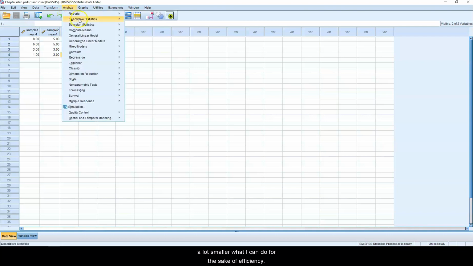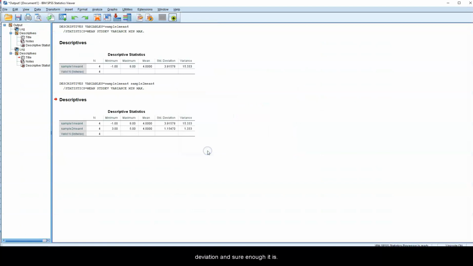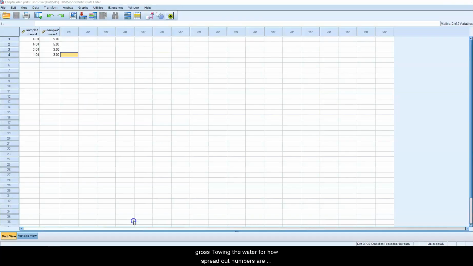So what I can do for the sake of efficiency is go Descriptive Statistics, Descriptives, and let me do both at the same time, if you don't mind, and watch what will happen. They'll both have a mean of 4, but the second sample will be markedly more tight in the standard deviation, and sure enough it is. Look, the variance is only 1.33, and the standard deviation is 1.15. It's a fraction of the other one, suggesting the numbers are less spread. So it's a good gross toe in the water for how spread out numbers are.